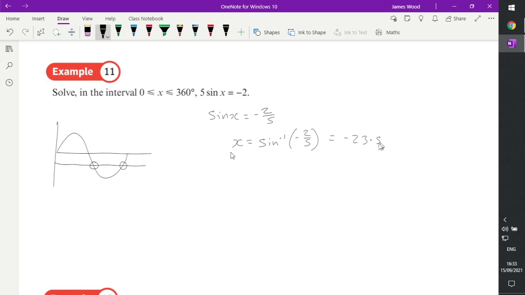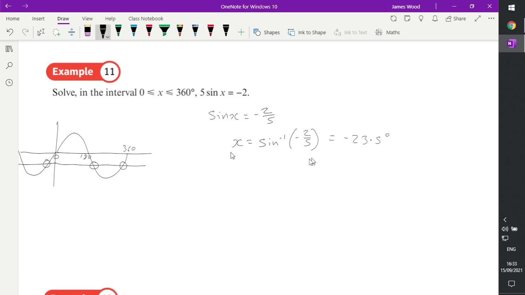Now that doesn't seem like the answer according to my graph, because this answer looks like it's more than 180. So how do we deal with that? Well, what we've actually found is an answer down here somewhere, because the graph, remember, keeps going in this direction. So what we've just found is that answer there.